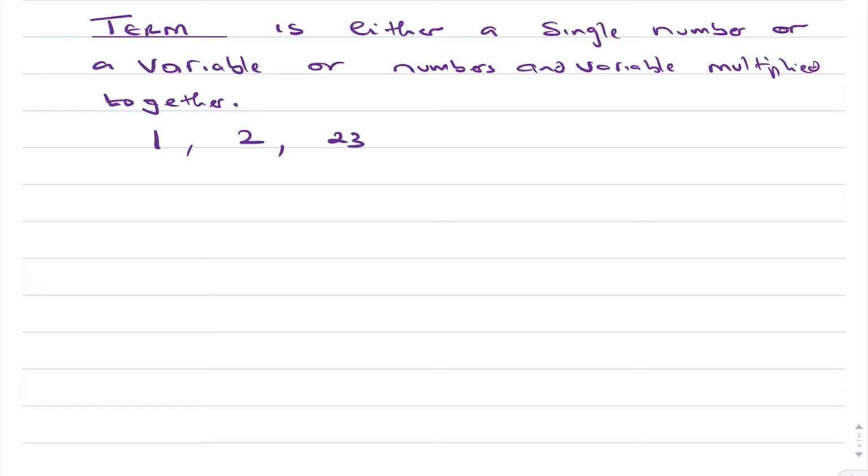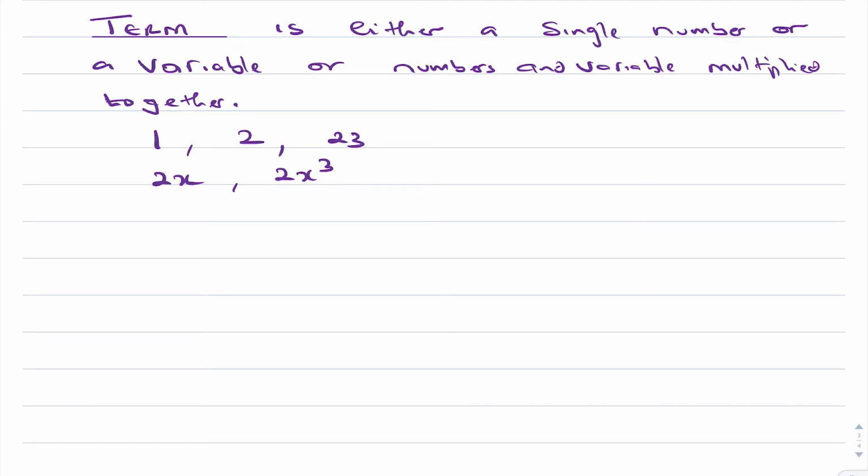So 23 is one term. If we have 2x, that's still one term, because you can see 2 and x multiplied together. You may even have 2x cubed. That's one term.